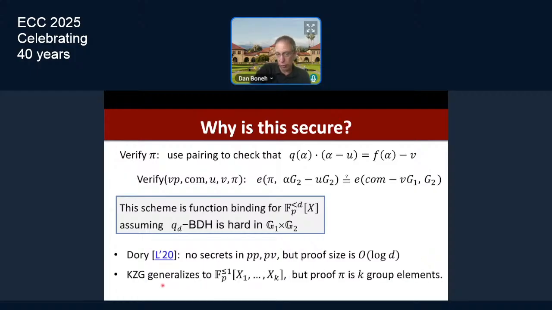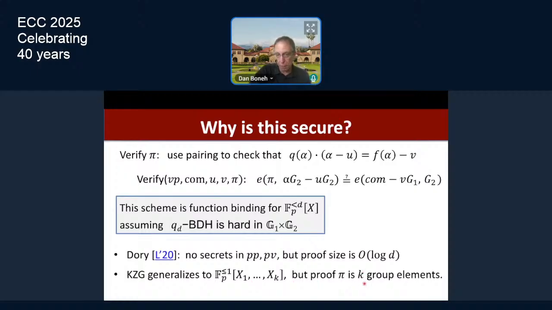I should also mention this KZG method generalizes to multivariate polynomials. And basically the point is just to generalize the observation that evaluation amounts to proving inclusion in some ideal. And so the generalization just uses slightly more complicated ideals.